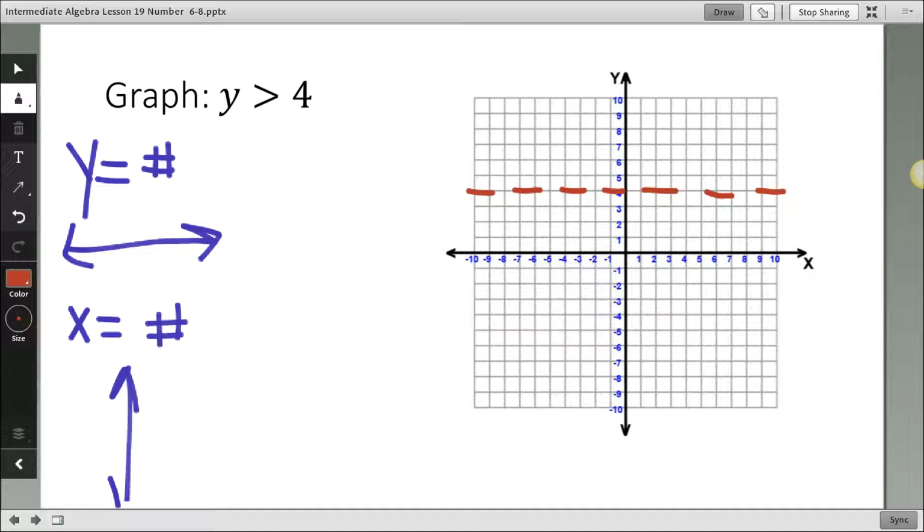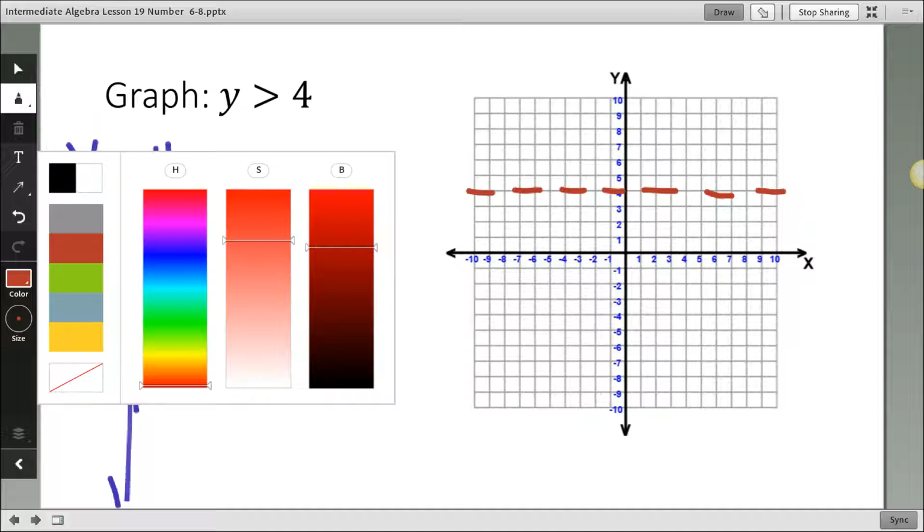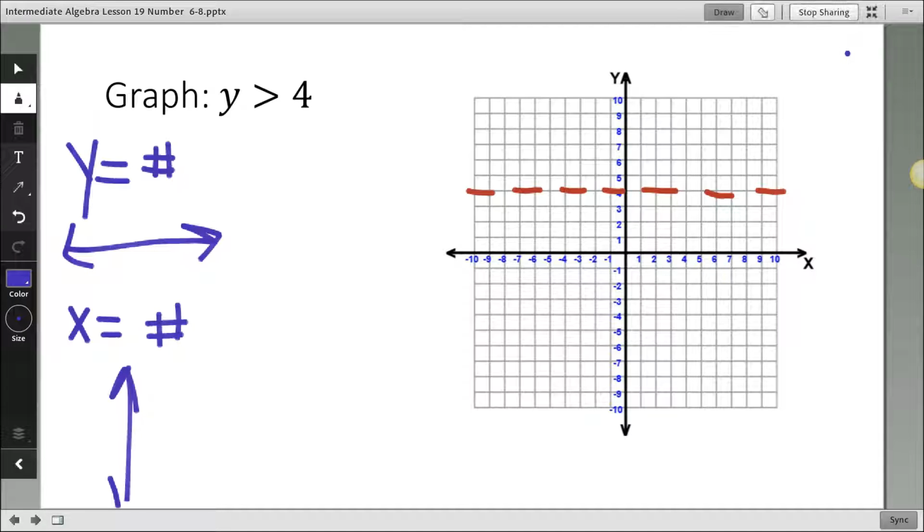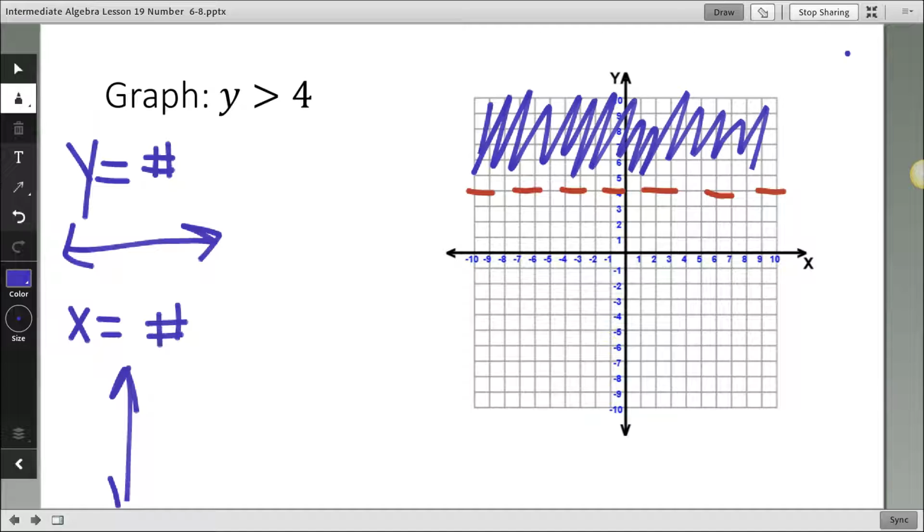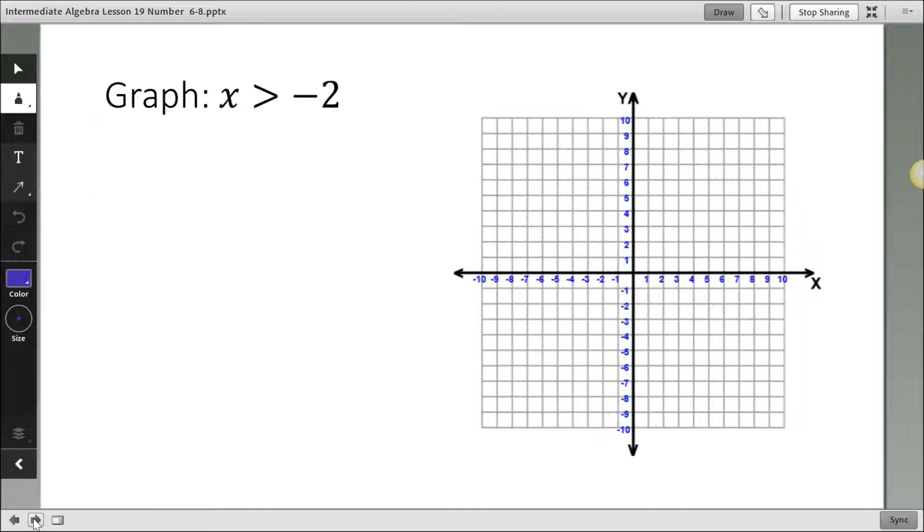And now here I can use the inequality. It says that y has to be greater than 4. So I know I have to shade the top portion. So these are actually fairly easy as long as you understand what x equals and y equals lines look like. And we talked about those in a previous lesson.